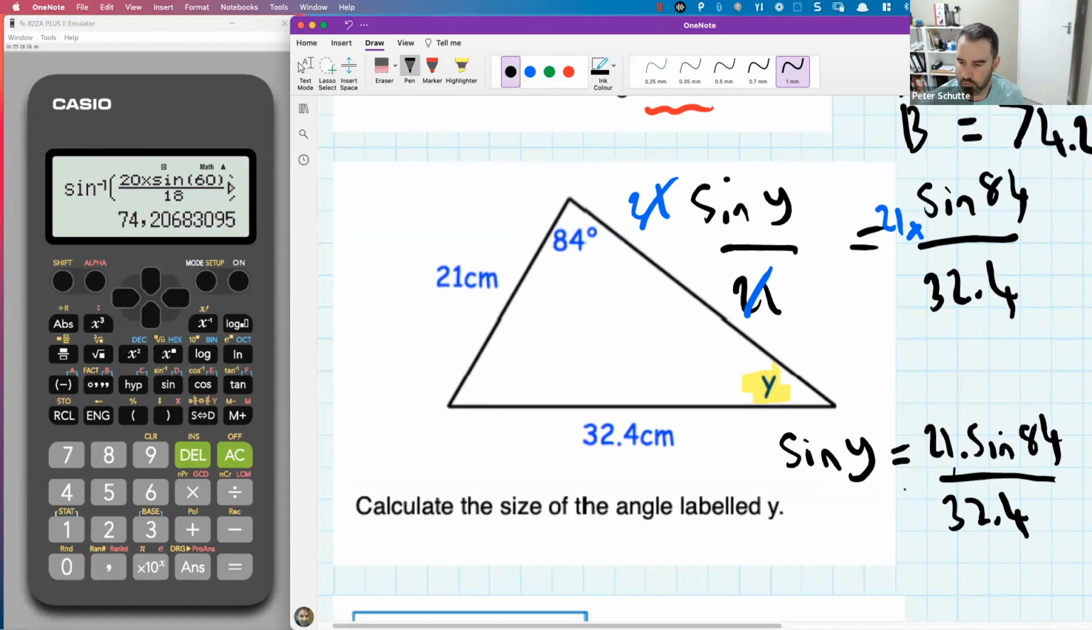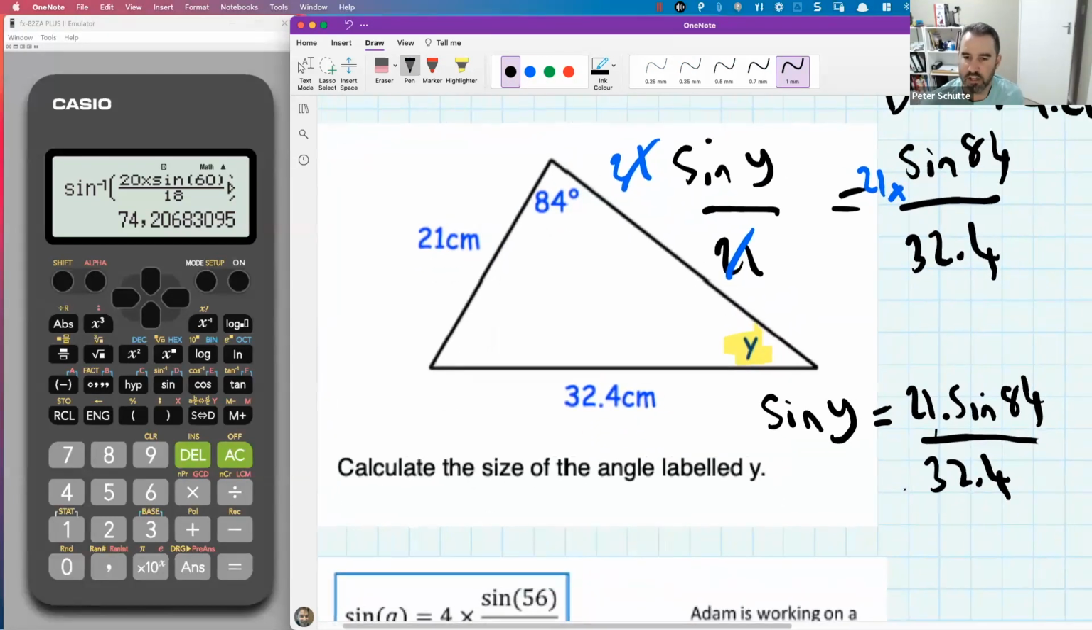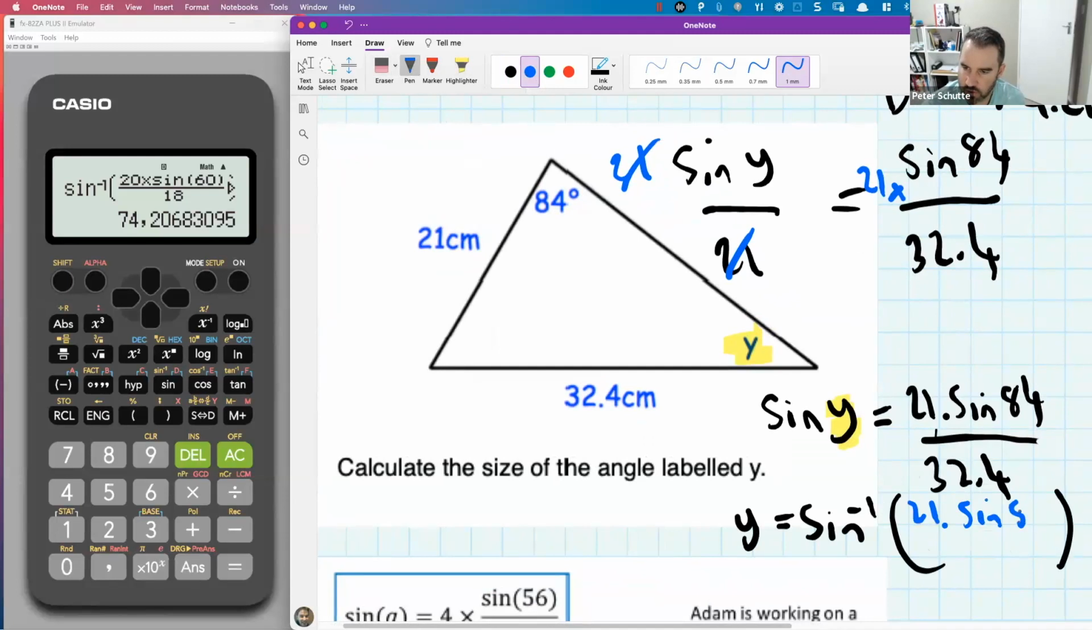Okay, so now when you've got this all in your calculator, you still need to get the Y by itself. And the way we do that is we have to use inverse sine or arc sine, some teachers say, and we have to apply it to this whole thing that was over here. So 21 times... It's a bit of a mouthful, but let's see what it looks like on the calculator.